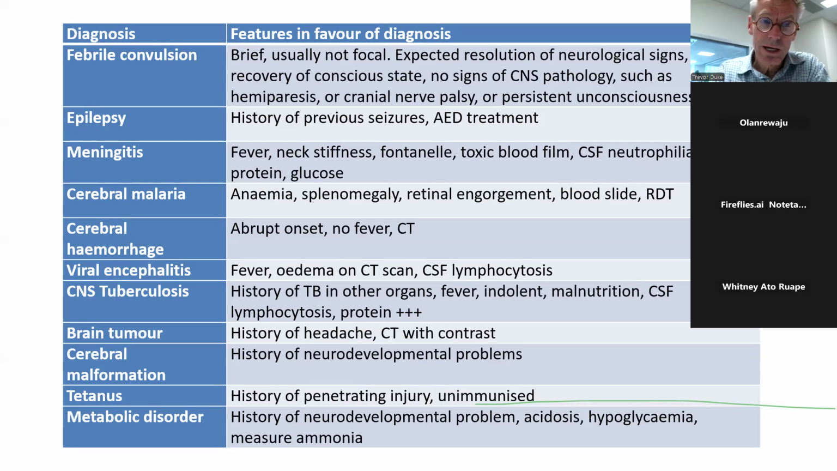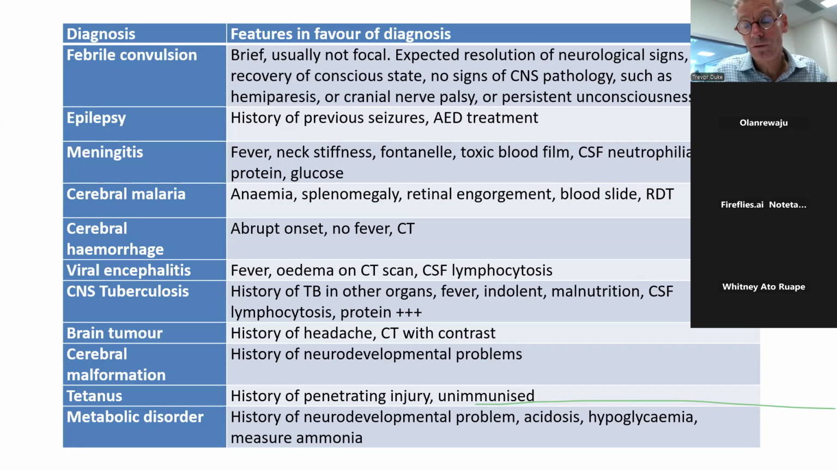status epilepticus. And part of the task in a child with status epilepticus is, as I say, trying to distinguish between what's relatively benign, the child with febrile convulsions that are usually not focal, and the child makes an expected resolution of those neurological signs and is not left with any residual signs such as a hemiparesis or a cranial nerve palsy. It's a diagnosis of exclusion, but you also have to wait and see what the expected recovery is.